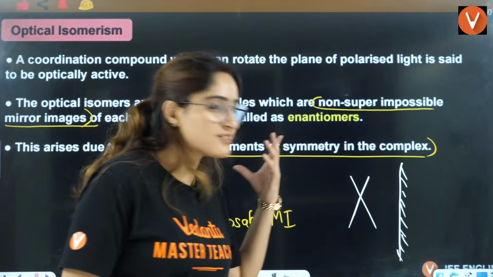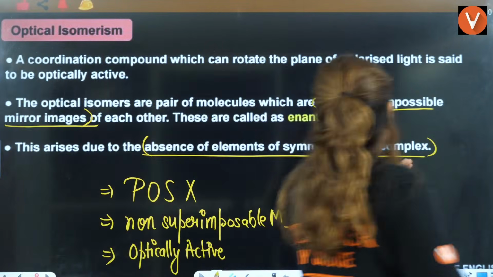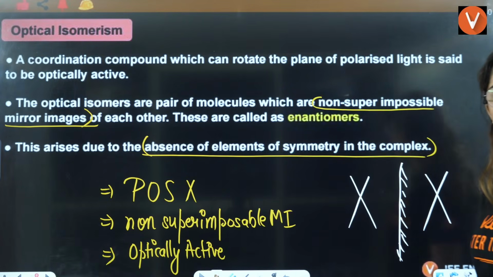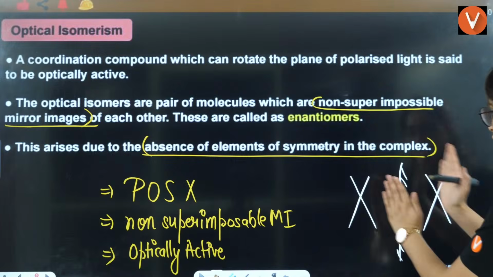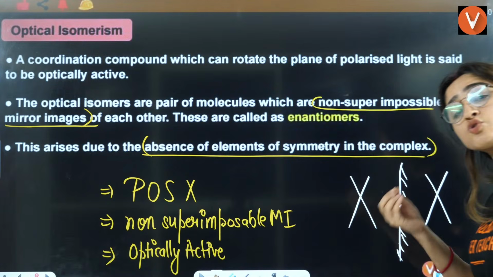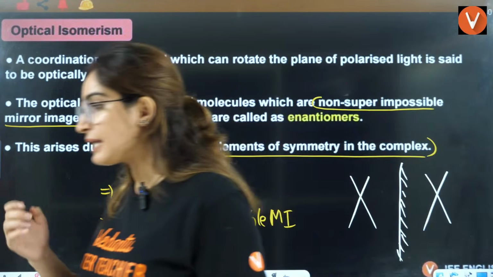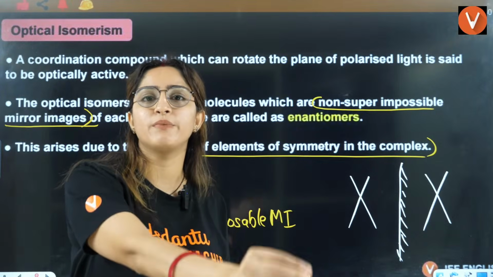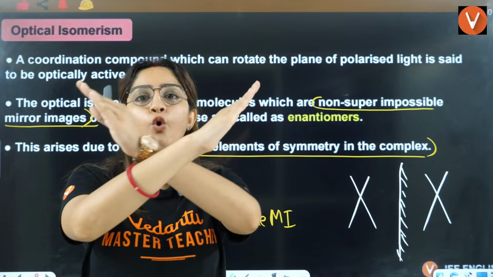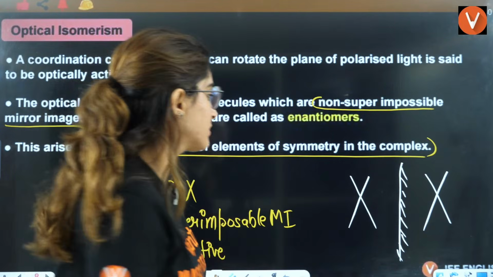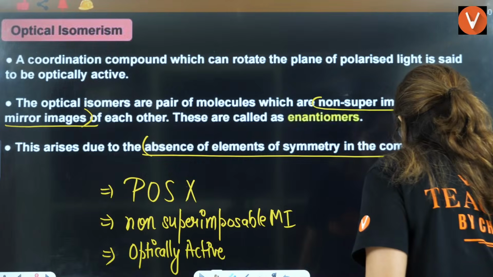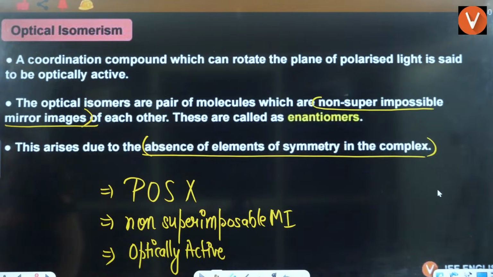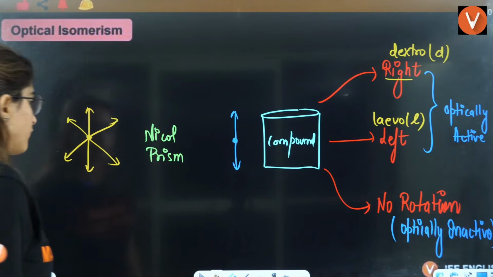So this is X. If you take a mirror image here, this is going to form the mirror image that is superimposable. So this is a superimposable mirror image. And we are looking for non-superimposable mirror image with no plane of symmetry. Everyone, let me know if that is clear to everyone here.